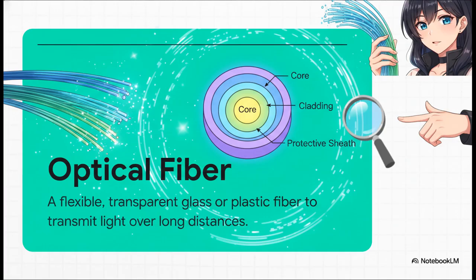Crazy, right? Wrapping around that is the cladding at about 125 micrometers. And finally, the whole thing is wrapped in a protective sheath around 250 micrometers thick, just to guard against moisture, physical pressure, and temperature changes.